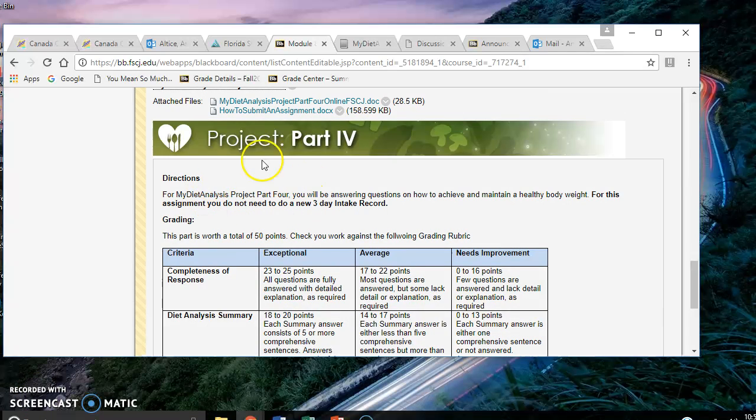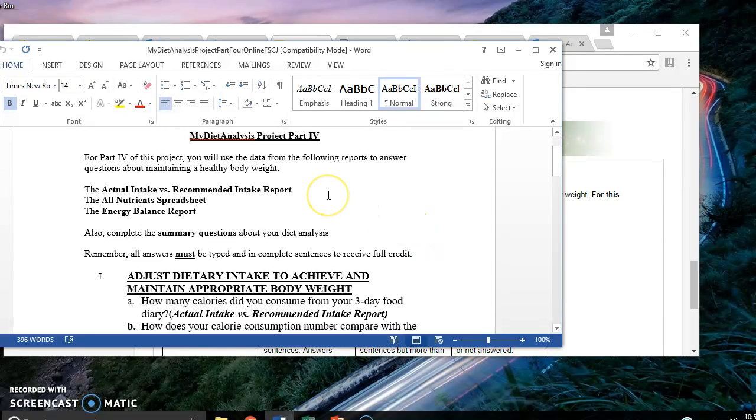Everyone, I wanted to go over a few tips with you about project part 4, your last part of the diet analysis project. First of all, you want to open up the MyDietAnalysis project part 4 file in Blackboard. And when you open up that file, you're going to be using the following reports to answer questions about maintaining a healthy body weight. So you're going to be using the actual intake versus the recommended intake report, the all nutrients spreadsheet, and the energy balance report.